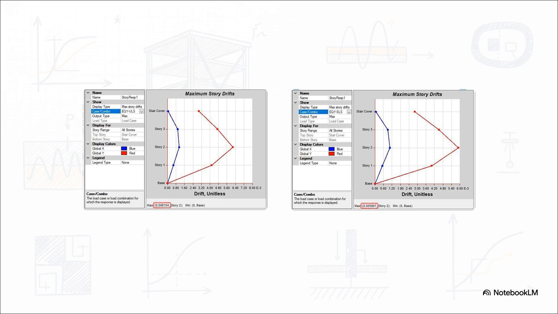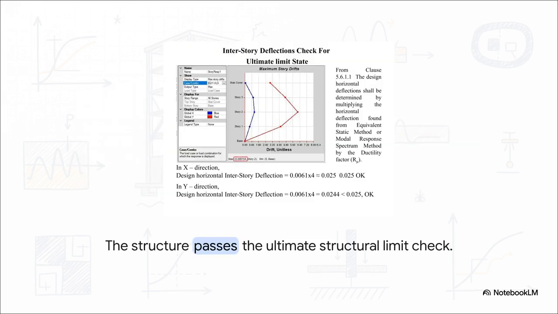And obviously, the wider that curve gets, the more the floor shifts laterally relative to the floor right beneath it. Moment of truth. This is where we prove if the design actually works. When we apply the code's required ductility factor multiplier to the raw ETABS deflection in the X direction, boom, it sits exactly at our limit of 0.025, right on the money.